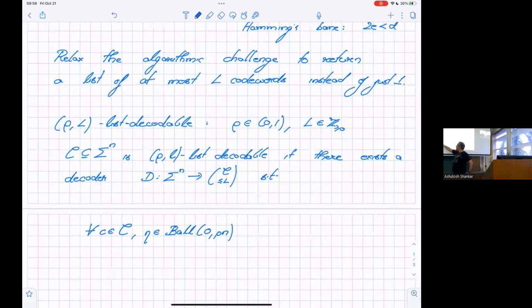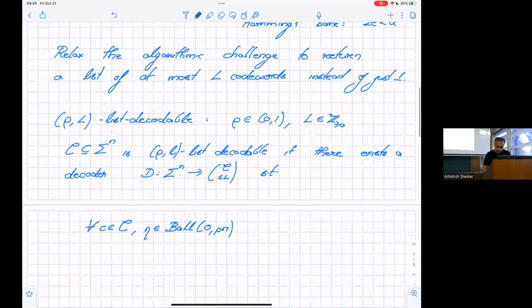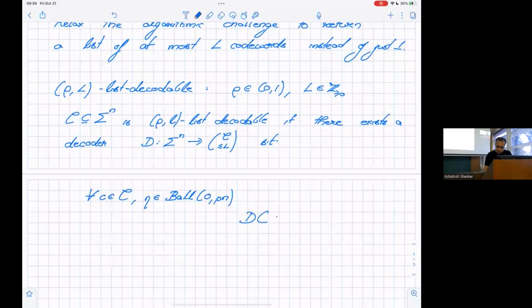Anyway, so if you have a code word and you add this noise to it, and you give the decoding algorithm this as its input.